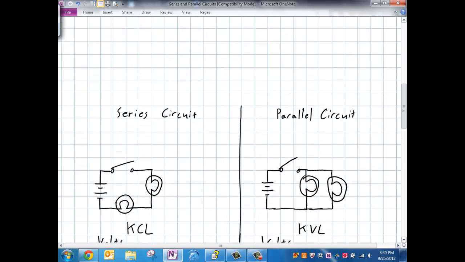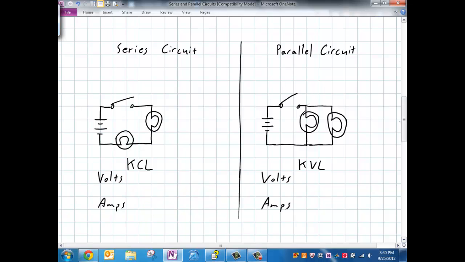So we're going to look at two different circuit types here. We have series and parallel. On the left, I see a series circuit setup, and on the right is my parallel. They're very different in how they're organized. A series circuit is kind of like a string of lights: if one light bulb burns out, the entire strand goes out. The same idea as a switch.